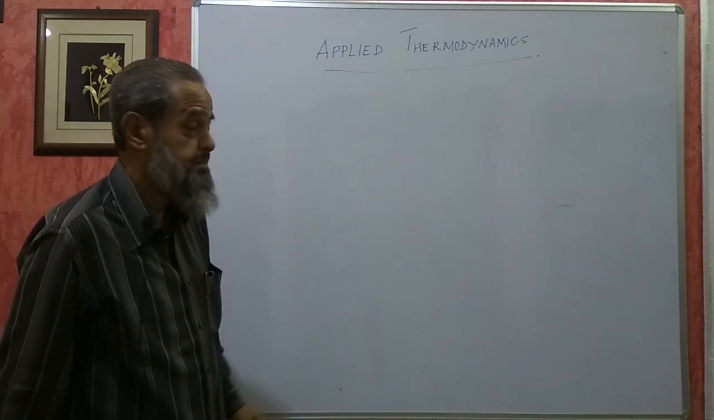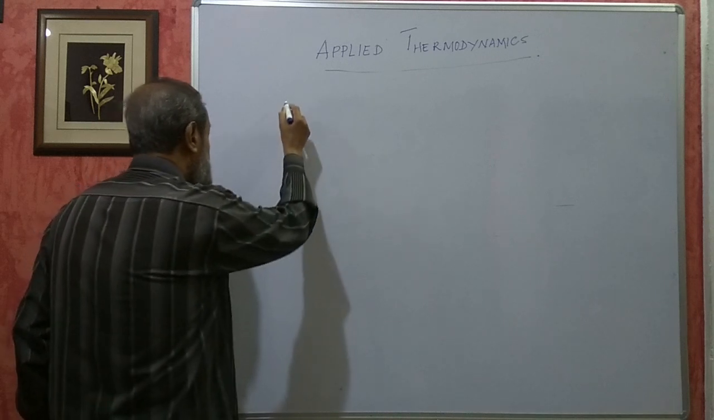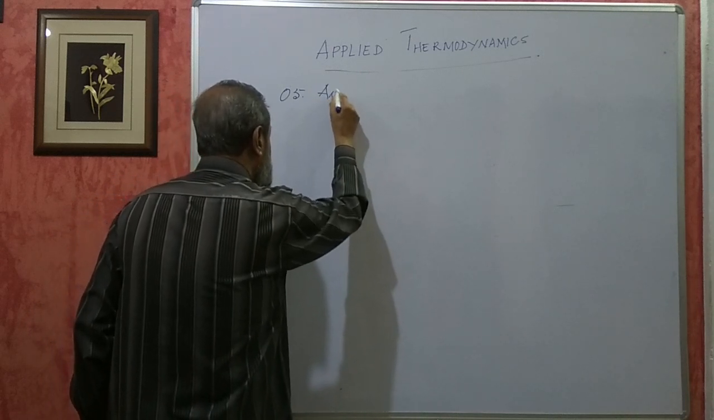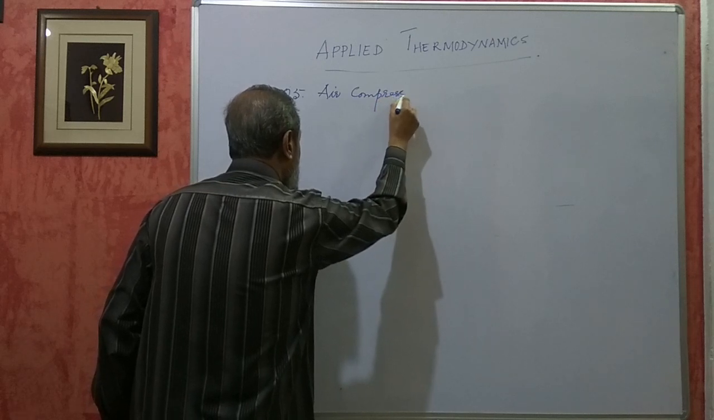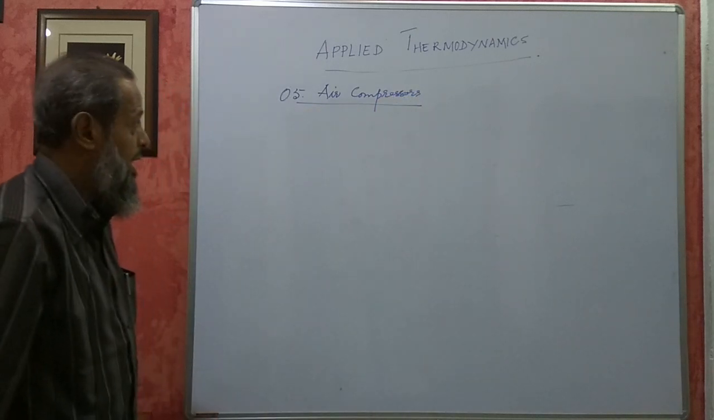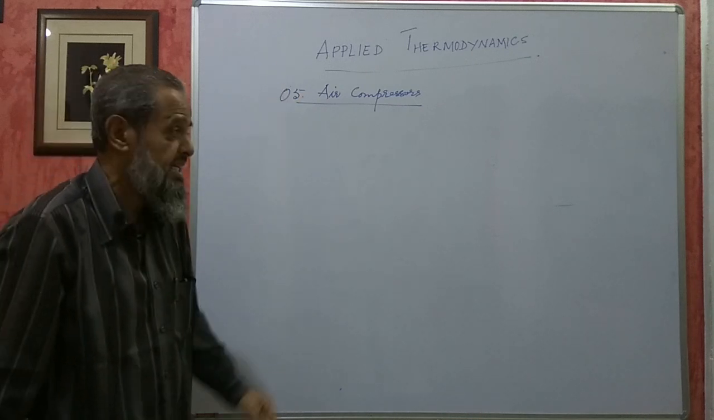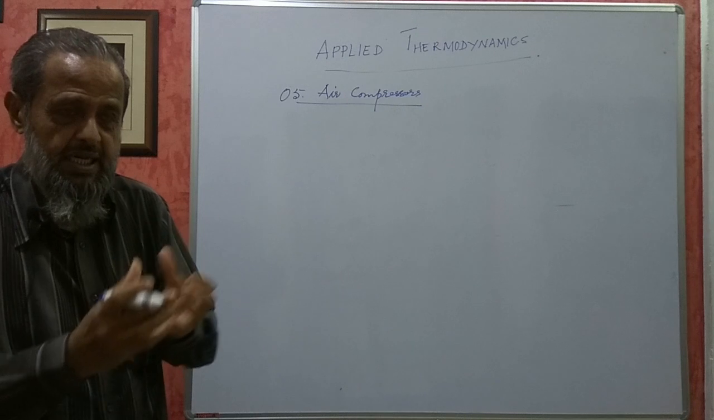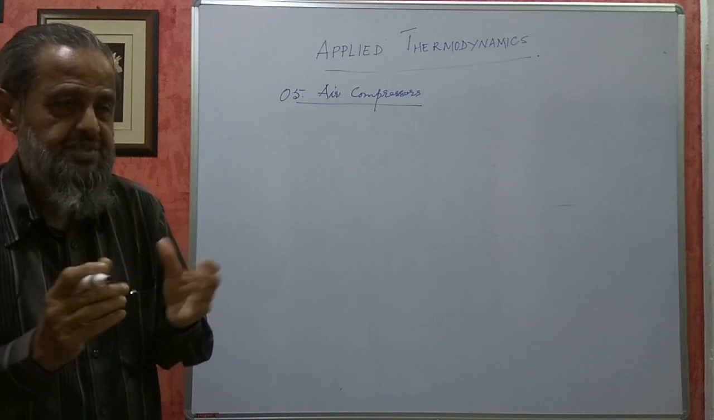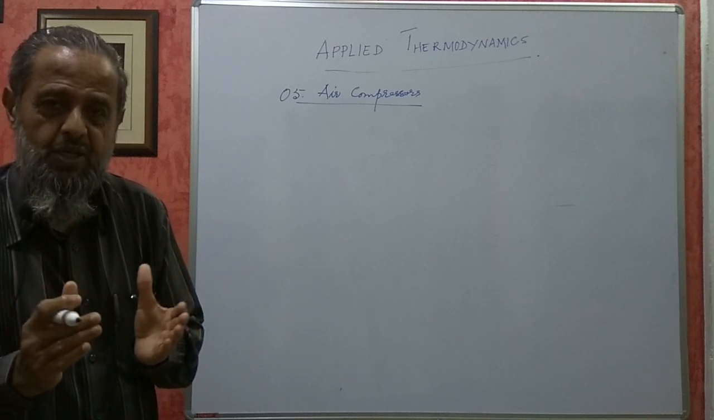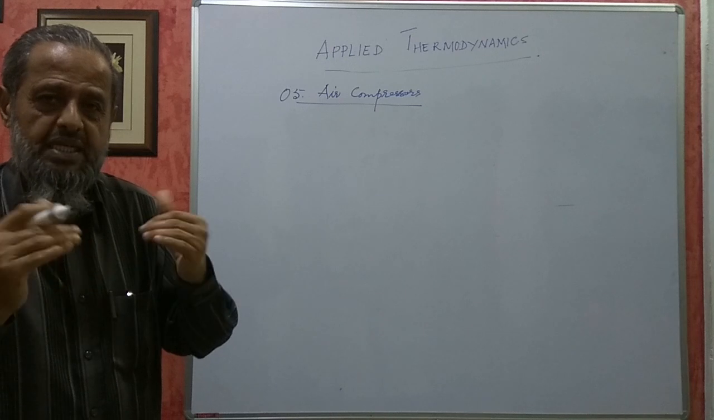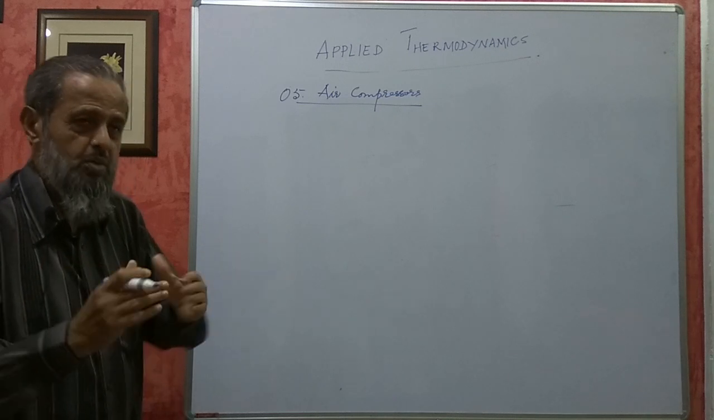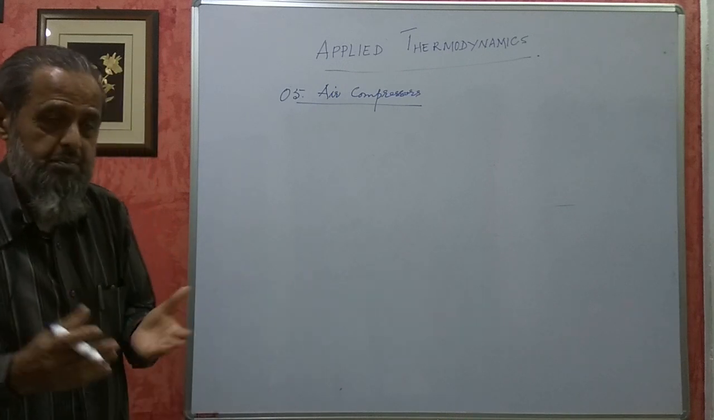Today I am taking up the study of air compressors, that is unit 5 of applied thermal engineering. As the name suggests, air compressors are machines which draw the atmospheric air and compress it. Compress means the volume of the air is reduced and the pressure is increased. This is called compression. So, this is what an air compressor does.